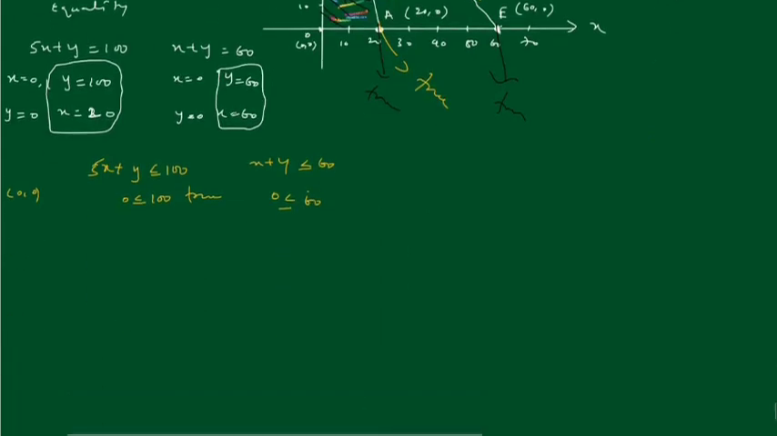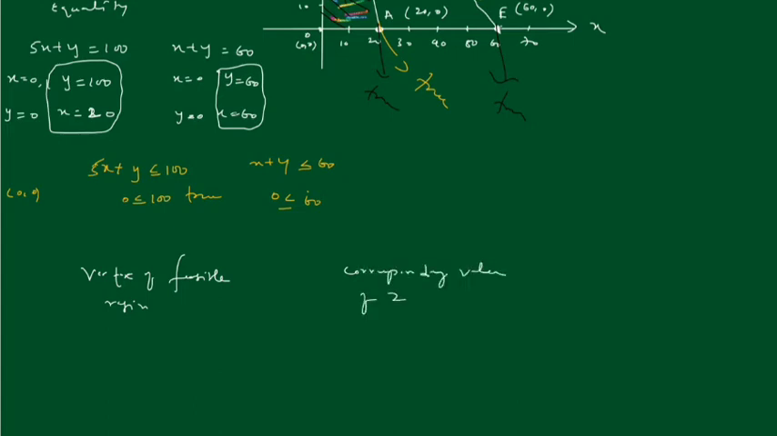So let's see the vertices of the feasible region and the corresponding value of z, right? So let's see the corner points in this table. We have to take the corner points of the feasible region.